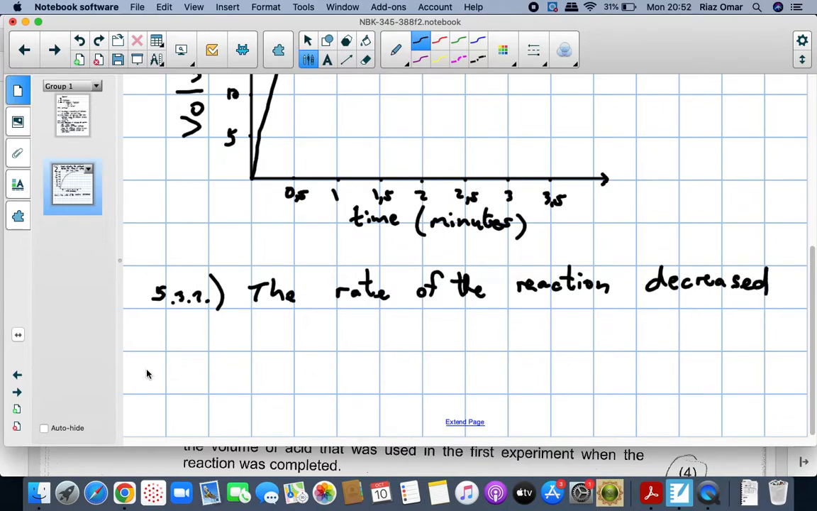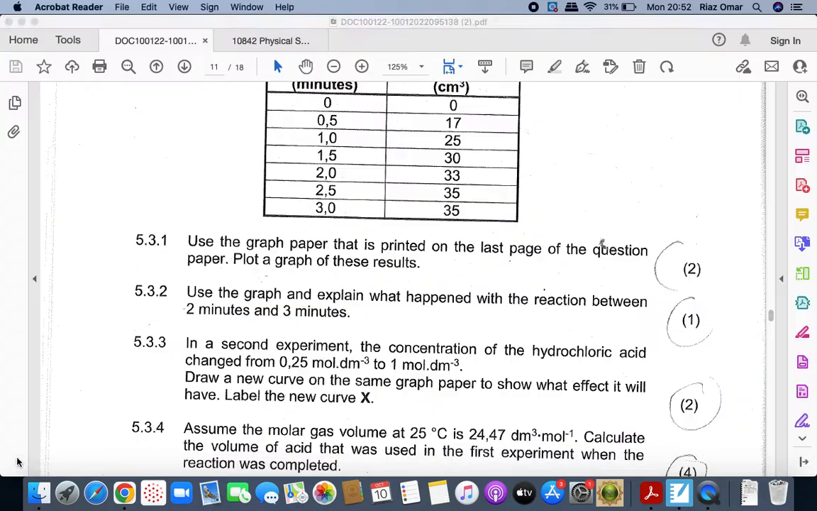5.2.3. Okay, the next question. In the second experiment, the concentration of the hydrochloric acid changed from 0.25 mole per dm cube to 1 mole per dm cube. So the concentration increased, so the rate of the reaction will increase. So the reaction will reach completion quicker. Draw a new curve on the same graph paper to show what effect it will have. Label the new curve X.